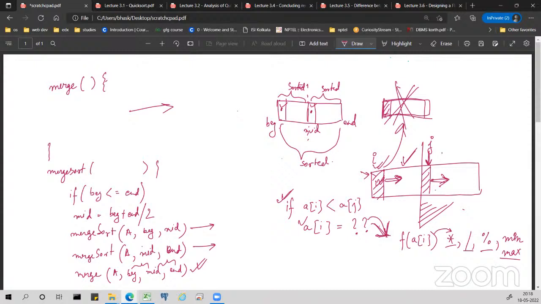So let's say this is one element and this is one element, and let's say this element is smaller. If you just consider one step, if this element is smaller, you have to copy it over here. But if you copy it directly over here, then you are losing this value. In the next iteration, you have to compare this element with the next element which is there. That's how merge works, right? So once you copy, you are losing the value.